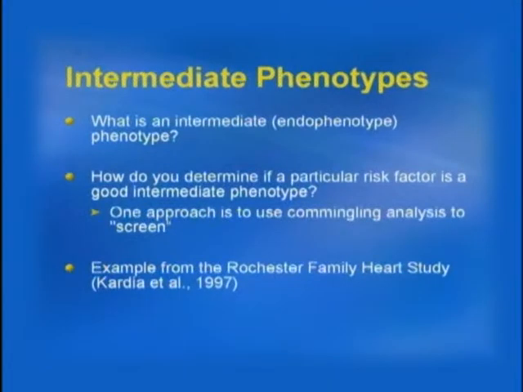Okay. That's the paper I'm referring to right there, from the Rochester Family Heart Study by Sharon Cardia. It's a very nice paper on commingling analysis. It gets at many of the issues of thinking about your phenotype, adjusting for different covariates, and considering a panel of potential phenotypes to look at.